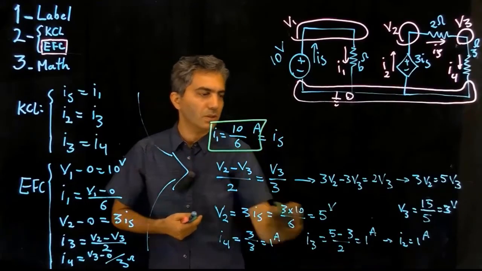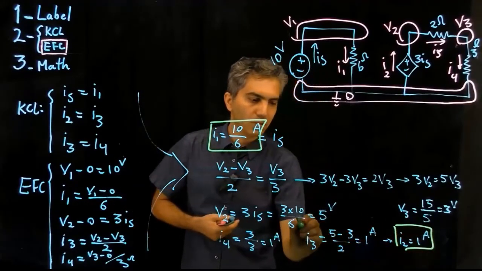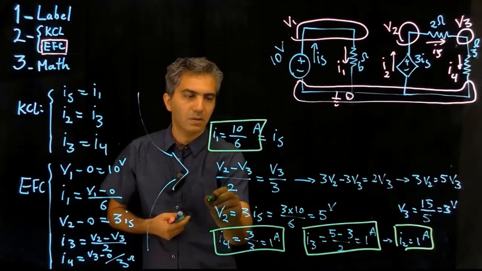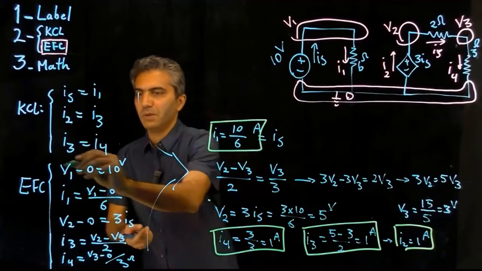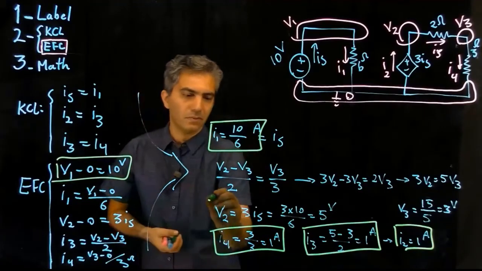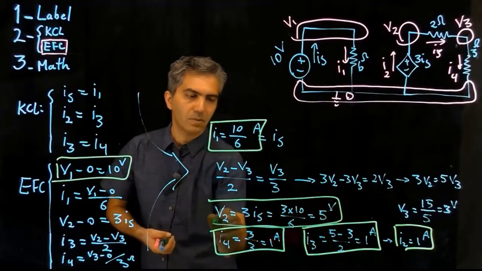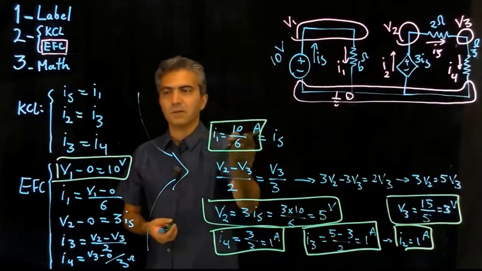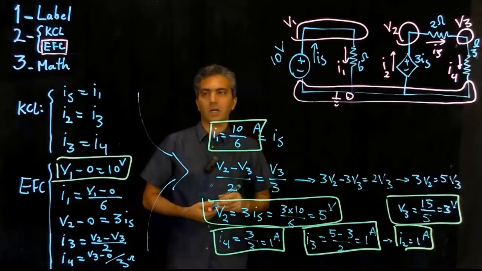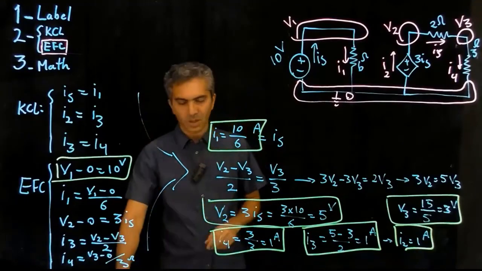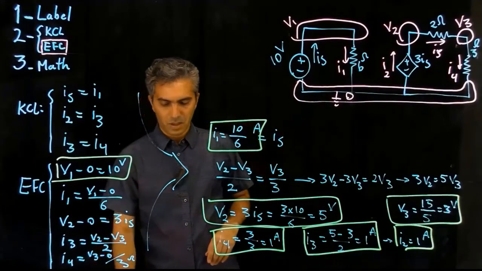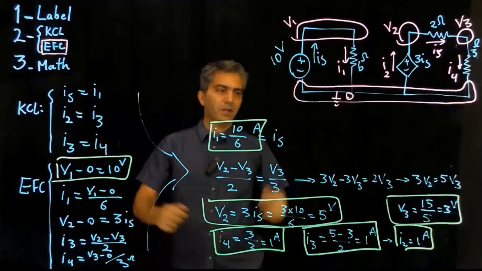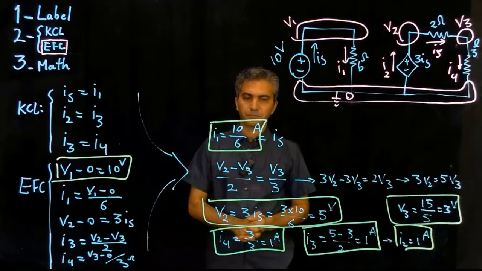This is I1, this is I2, this is I3, I4, V1, V2, and V3. So 1, 2, 3, 4, 5, 6, 7 unknowns are now known. We're done analyzing that circuit too. Again, we didn't do anything new. We just followed the same algorithm and all the values are calculated.